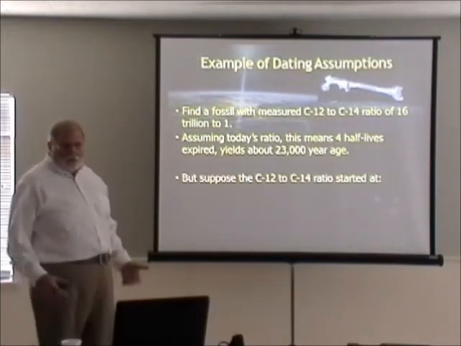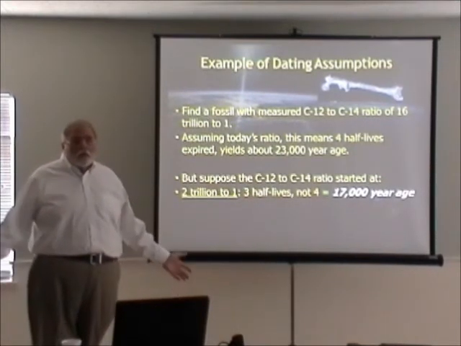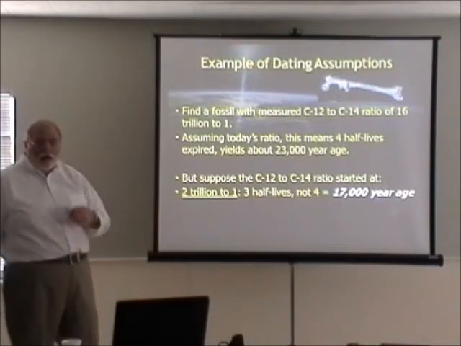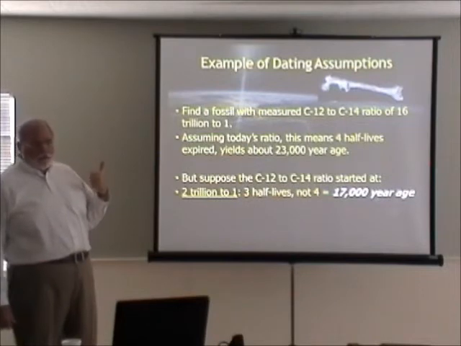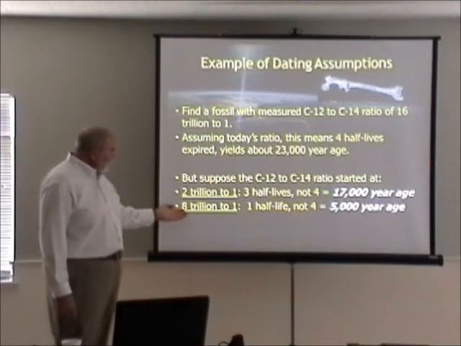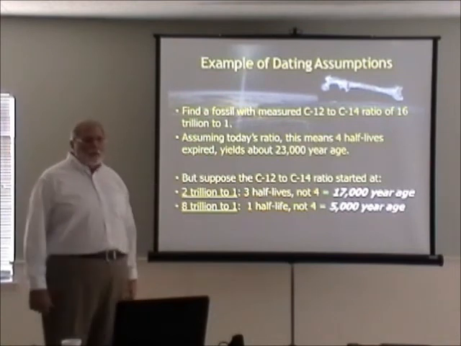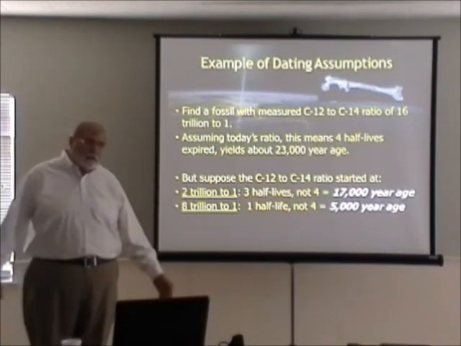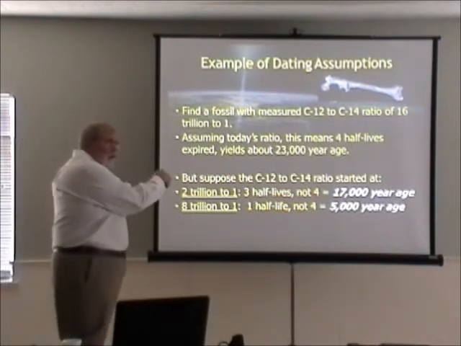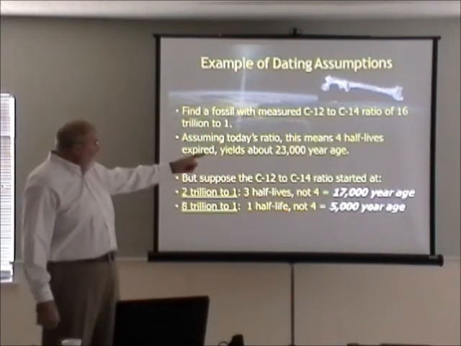Well, suppose the C14 ratio started at 2 trillion to 1. Remember, higher atmospheric pressure or fewer cosmic rays? Well, then you would have 3 half-lives and not 4, and the bone would be 17,000 years old. And if it was 8 trillion to 1, which is 8 times, or about 8 times the atmospheric pressure, you would have had 1 half-life, and that thing would only be about 5,000 years old, maybe. Interesting, right? So if the atmospheric ratio was different in the past, the results are vastly different. There's a difference between 5,000 and 23,000 years.